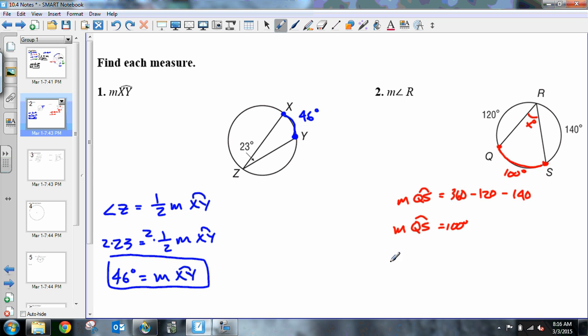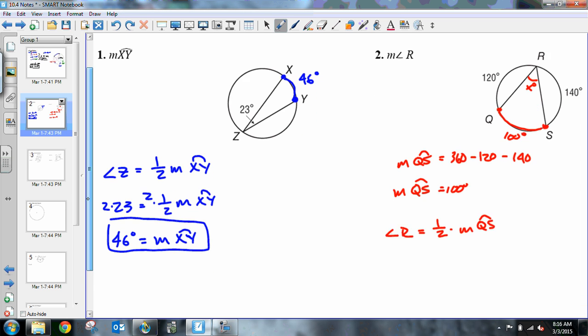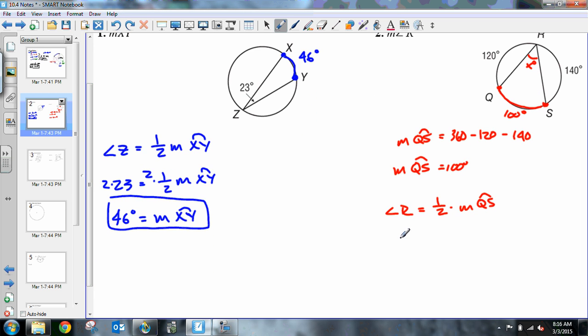All right. I also know that angle R is equal to 1/2 times the measure of arc QS. So arc QS I know is 100, so angle R in this case is equal to 1/2 times 100, and half of 100 is 50 degrees. So angle R is equal to 50 degrees. I didn't use x, but angle R is 50 degrees, and that's the answer.